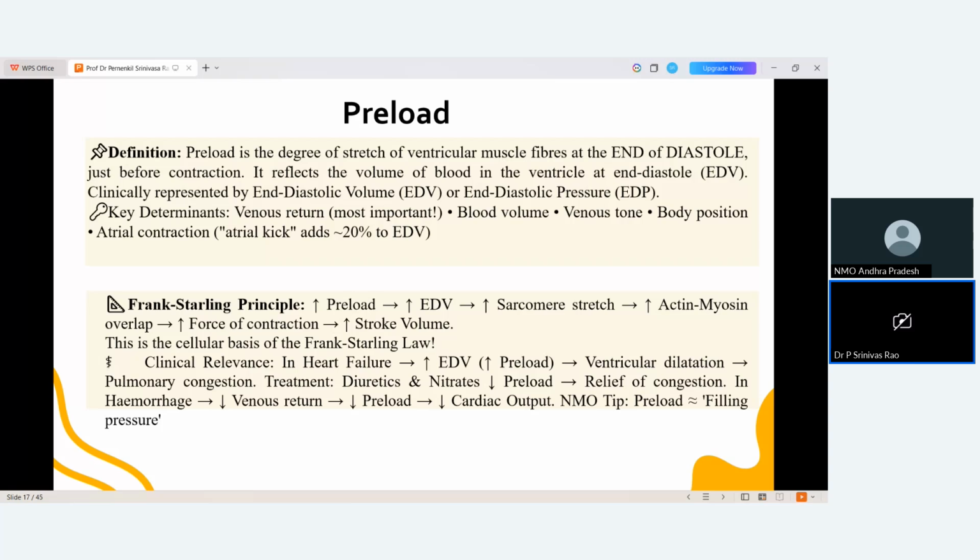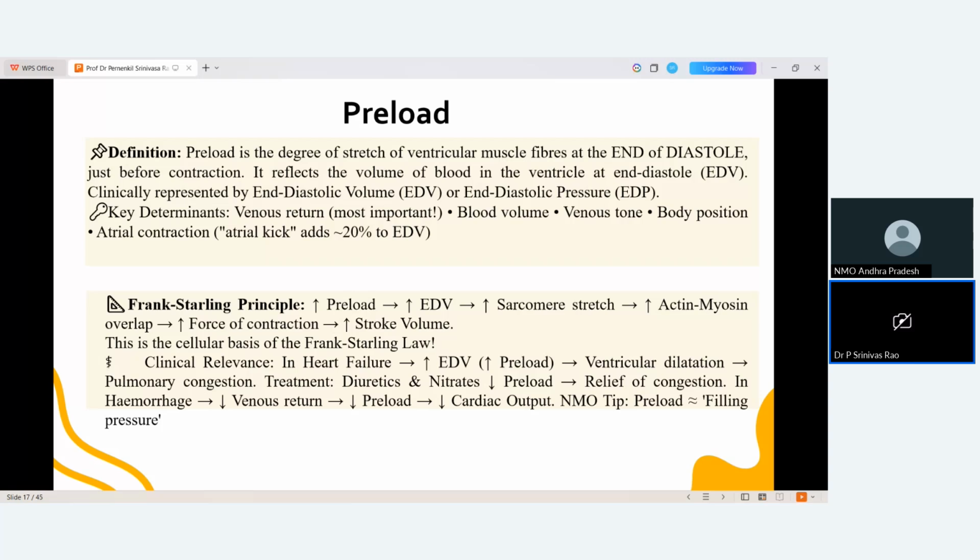So here, why does it happen? Whenever there is a preload and there is an increase in the end diastolic volume, the sarcomere stretches, which causes an increase in the actin-myosin overlap, which causes an increase in the force of contraction. And because the force of contraction is high, there is an increase in the stroke volume. What is the normal stroke volume I told you? 70 ml per beat. Remember that, 70 ml per beat. This is the cellular basis of Frank-Starling law.